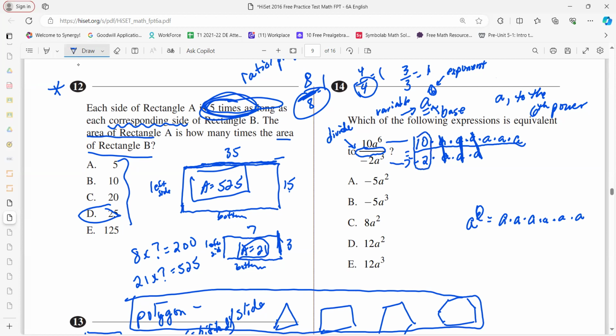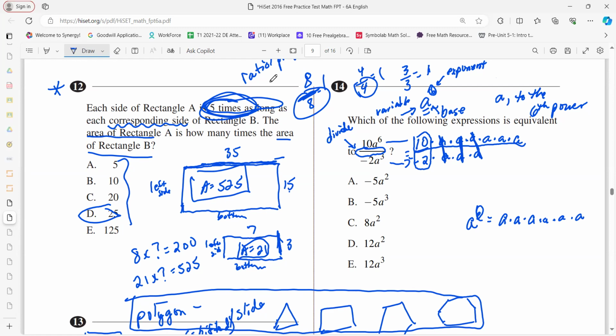Now we get over here. Now remember, this is division. So what is 10 divided by negative 2? Negative 5. Negative 5, great. And let me show you real quick how we can do that on the calculator.